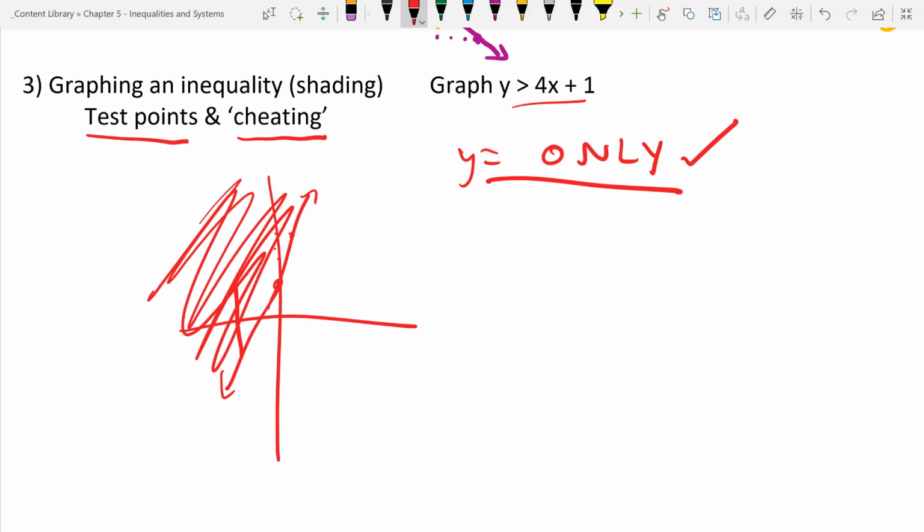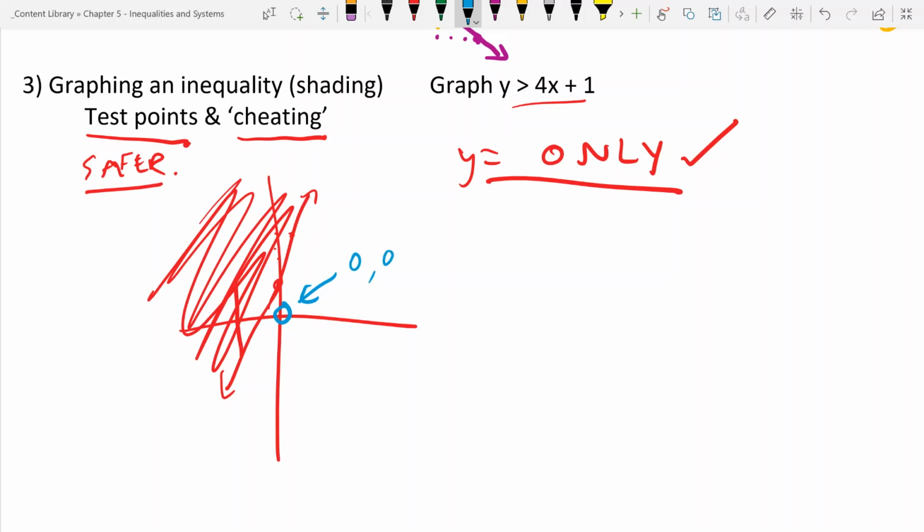The other method is to use test points. This is the safer method, and a lot of times test questions will just straight up ask you to use it. So a test point we're going to use is 0, 0. This is almost always the right point to use. The only time you can't use it is when it actually is on the line, which is very rare.